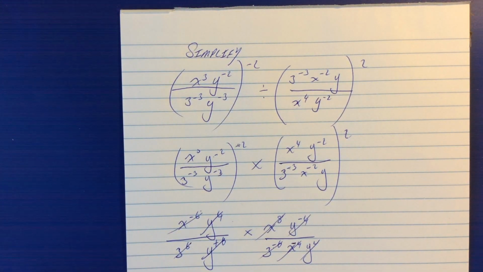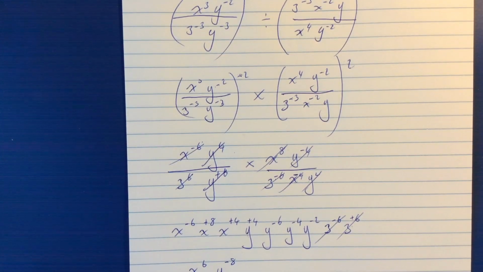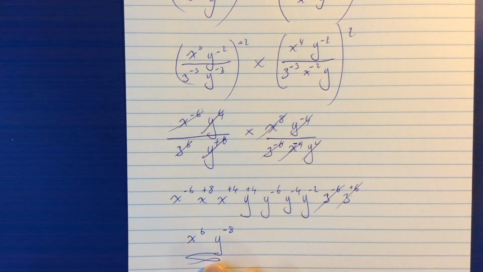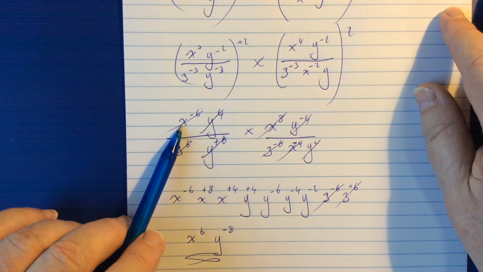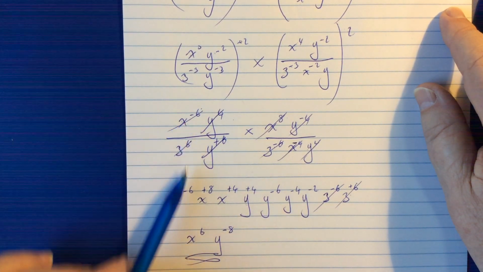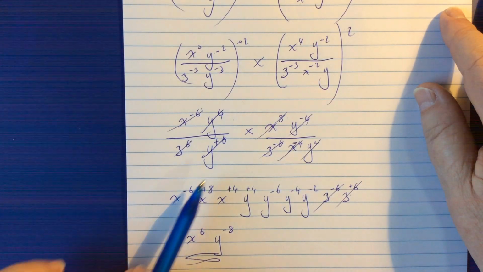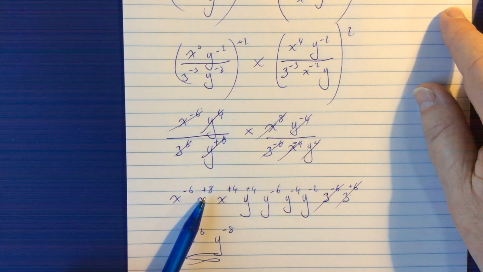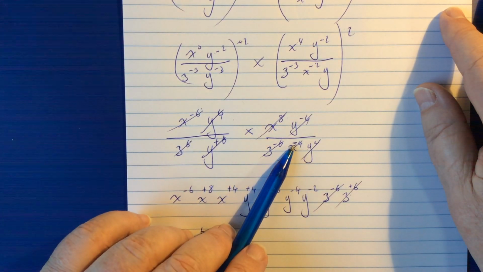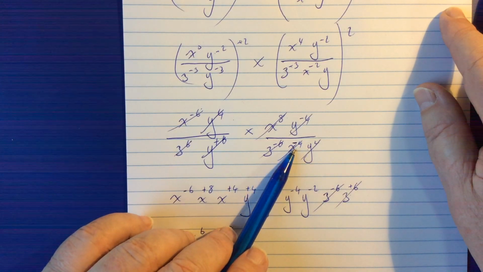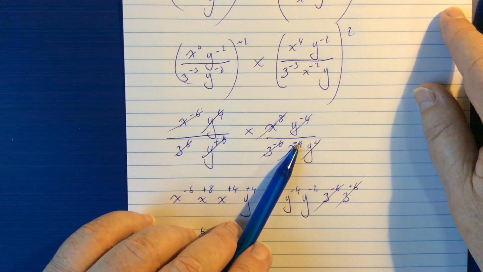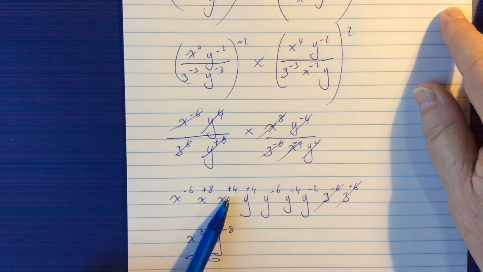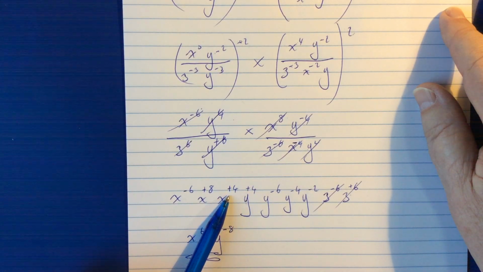Okay. Now, you can see the answer here. This is how I get it. So what I've done is I've gone to the x's and I've put x to the negative 6 here, x to the power of 8 here, and this, so that I'm not dividing but multiplying, instead of it being x to the power of negative 4, I make it x to the power of positive 4.